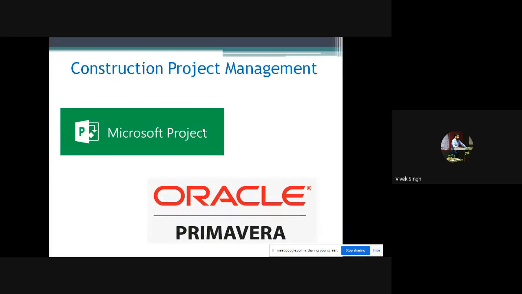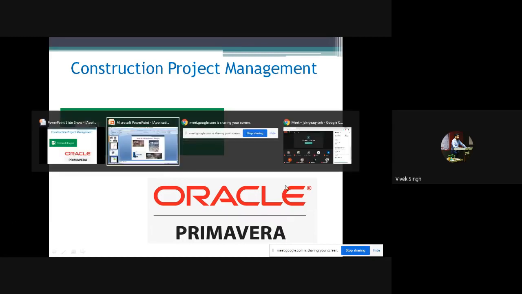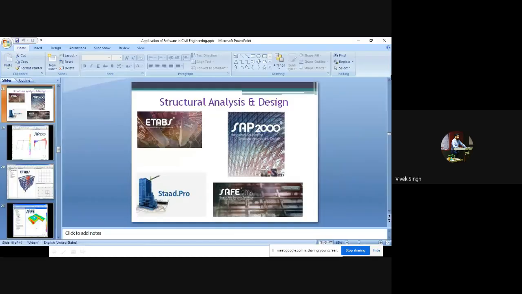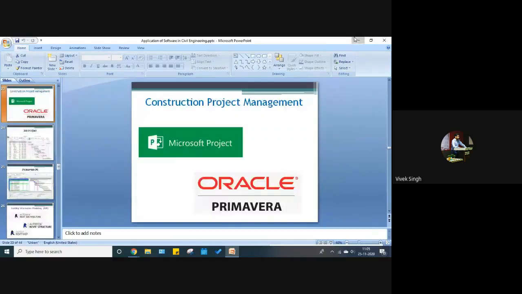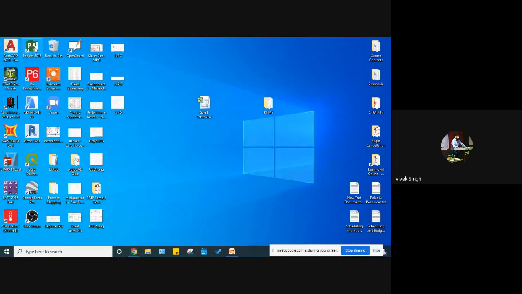Now, if you jump to construction project management, we have two major options here, I would say, not alternatives. The first is Microsoft Project, and the other one is Oracle Primavera, or Primavera P6, you can call it. So I'll just show you where these are. You can see this is Microsoft Project.